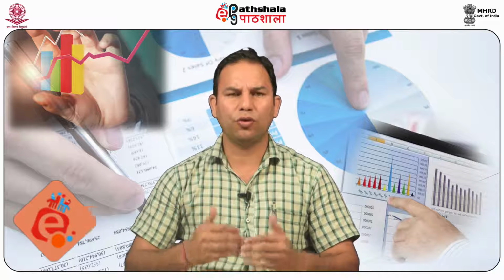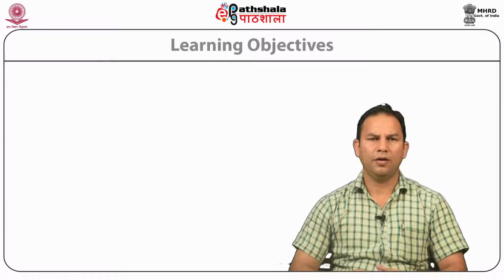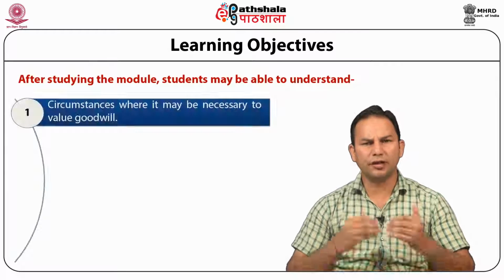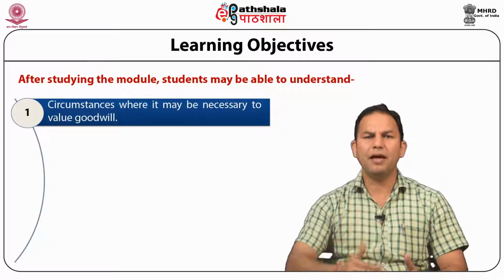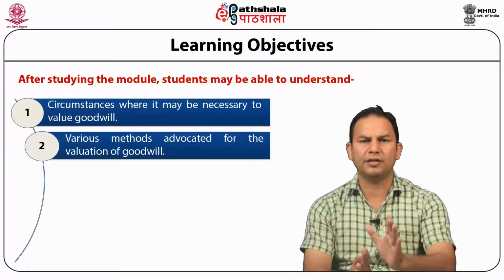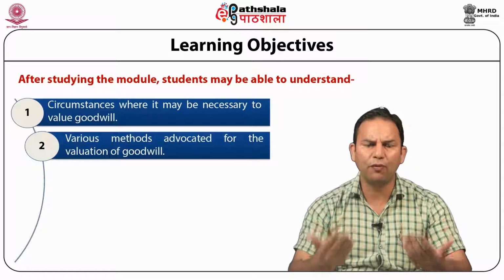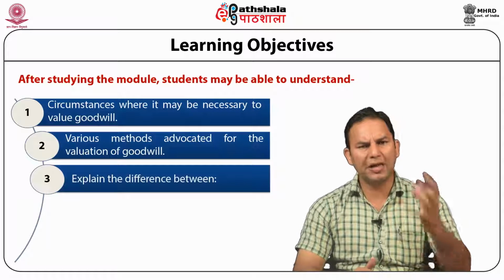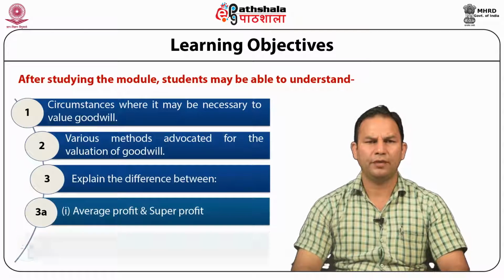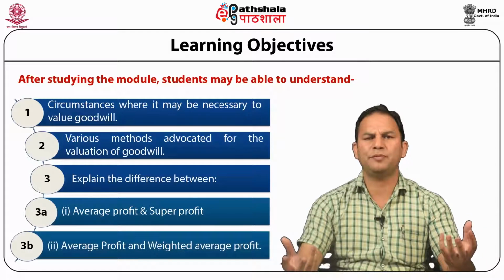Today we are going to talk on the module Valuation of Goodwill, Need and Method from the paper Accounting and Financial Analysis. After studying the module, students may be able to understand circumstances where it may be necessary to value goodwill, the various methods advocated for the valuation of goodwill, and explain the difference between average profit and super profit, and average profit and weighted average profit.